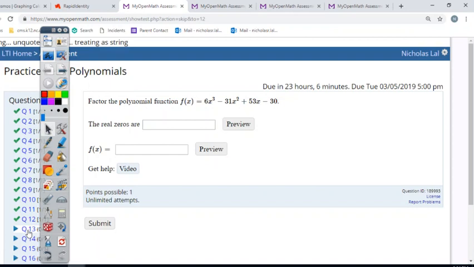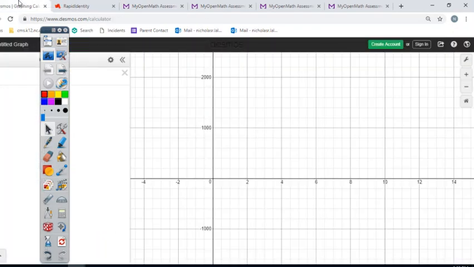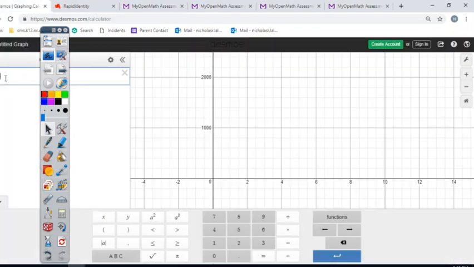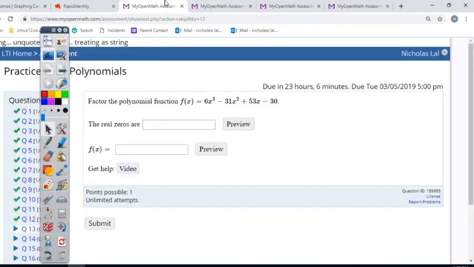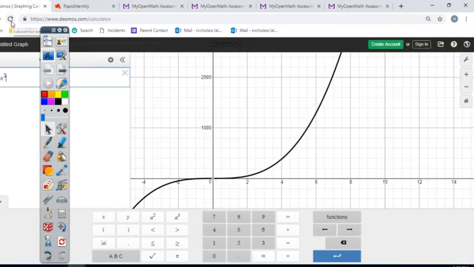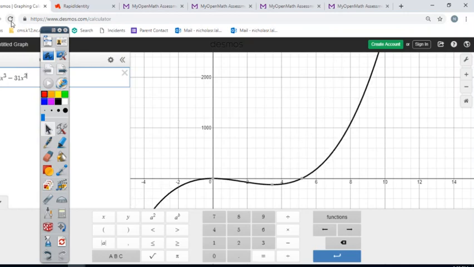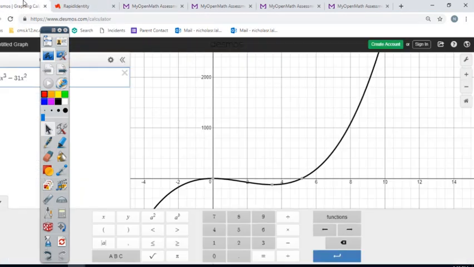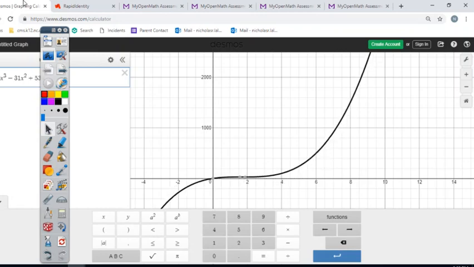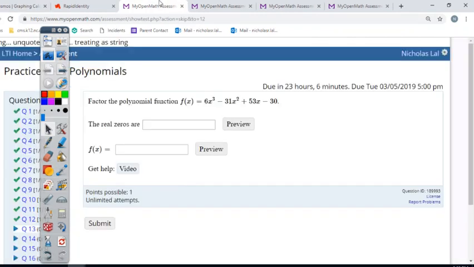All right. Find our real zeros and their factored form. So this is where we need Desmos. 6x cubed minus 31x squared plus 53x minus 30.